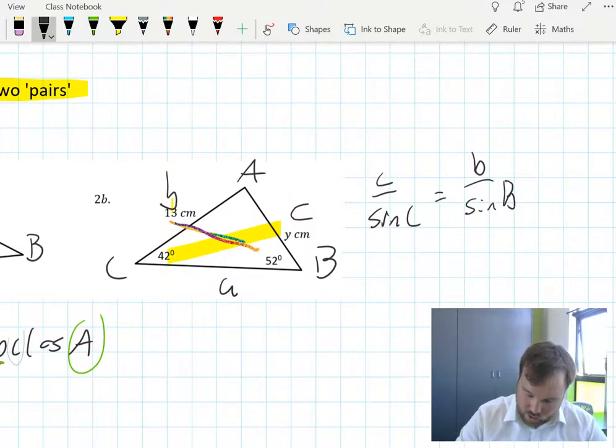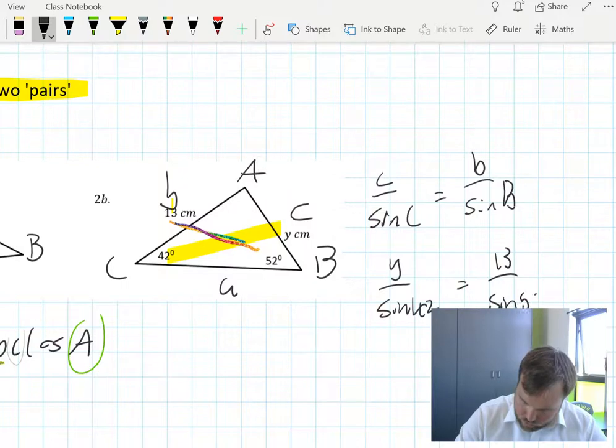And then we substitute in the values we need. y over sine 42 equals 13 over sine 52. Make sure that the angle goes with the sine. And then the last step here, you're going to multiply by sine 42 to get y by itself.